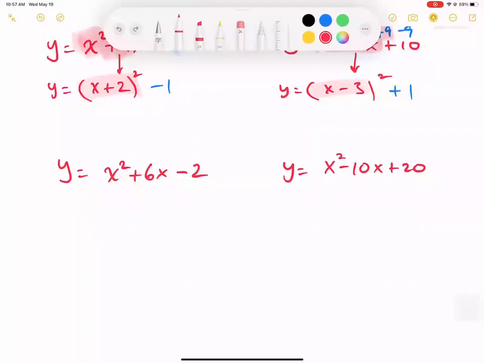So we're going to go ahead and ask ourselves, is this a perfect square? 6 divided by 2 is 3. 3 squared is not 9. Okay, 2 isn't 9. 10 divided by 2 is 5. 5 squared is not 20. Let's go ahead and complete the square.